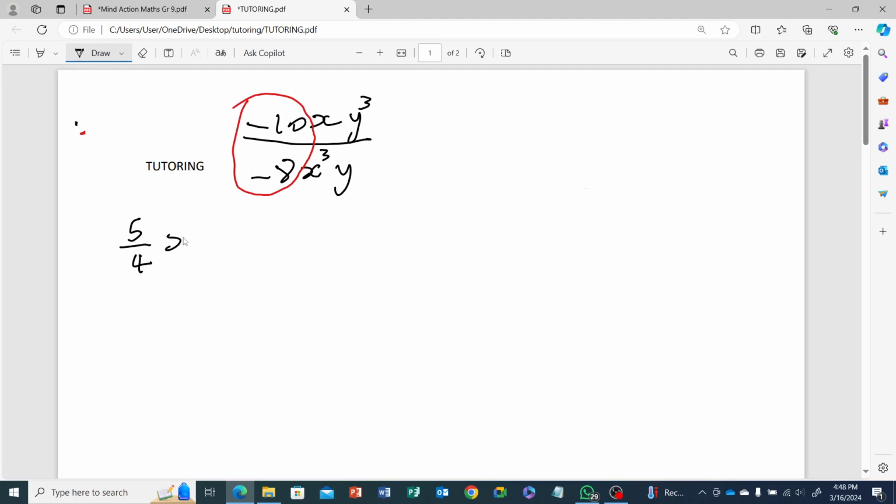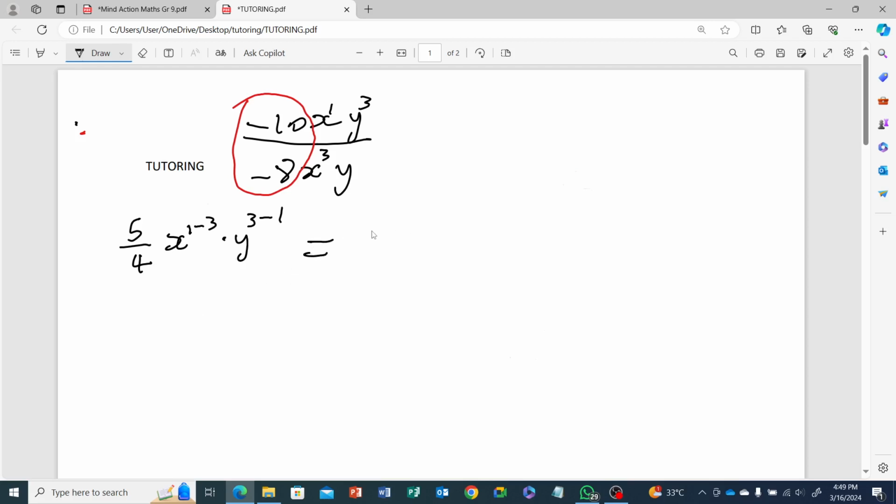Now I have x. Okay, so you take the ones with the common base, right? X in the numerator has a power of 1. You take the power of the numerator minus the power of the denominator. So x to the 1 minus 3 in the denominator, then times y. Y in the numerator is raised to the power of 3 minus the power of the denominator, which is 1.